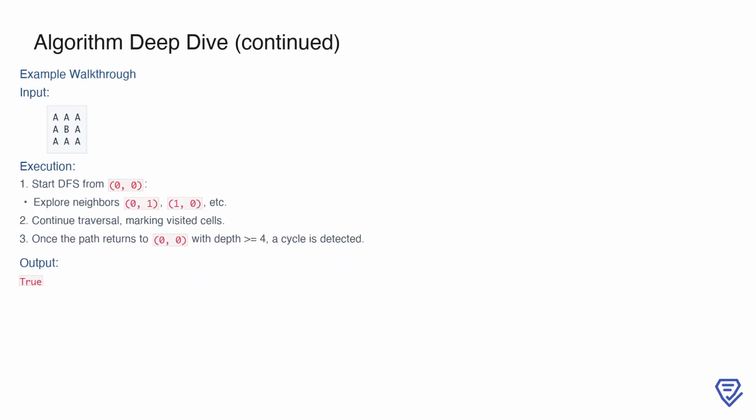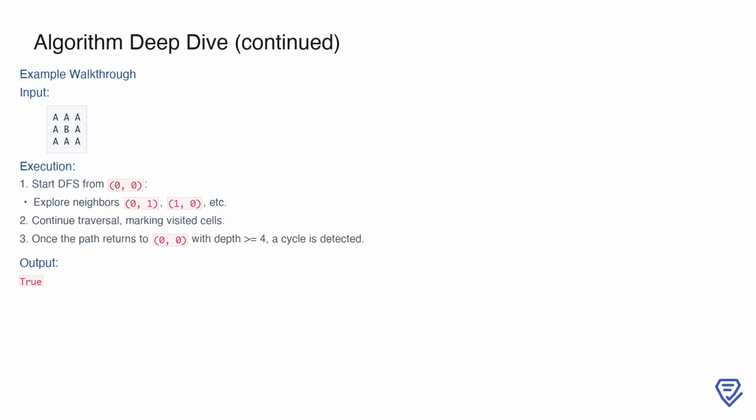Let's walk through an example to see the algorithm in action. Consider the input grid, B, We start the DFS from cell (0, 0), which contains the character A. From here, we explore its neighbors, such as (0, 1) and (1, 0), marking cells as visited as we go. The traversal continues, and we eventually return to the starting cell, (0, 0), after visiting at least 4 cells. This satisfies the conditions for a cycle, so the algorithm outputs true. This example illustrates how the algorithm efficiently detects cycles by leveraging DFS, backtracking, and the visited array to ensure accuracy and performance.